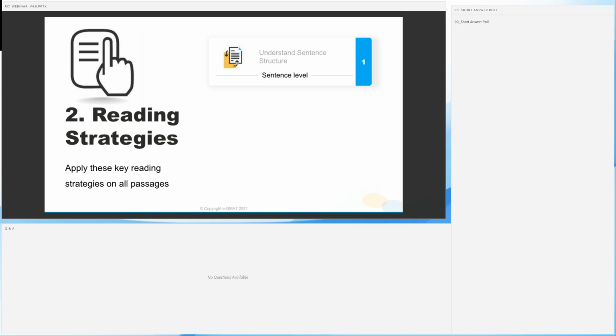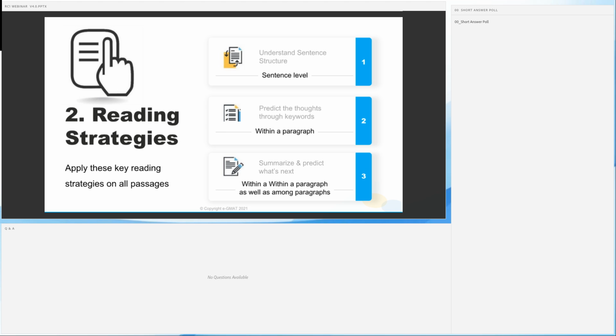Okay. Now, how do you go about doing this? We're going to talk about key reading strategies which will allow you to extract twice as much from the passage. We're going to apply those strategies at an atomic level, which we call a sentence structure level. Then within a paragraph, between sentences, as we see keywords, we're going to predict our thoughts through keywords.